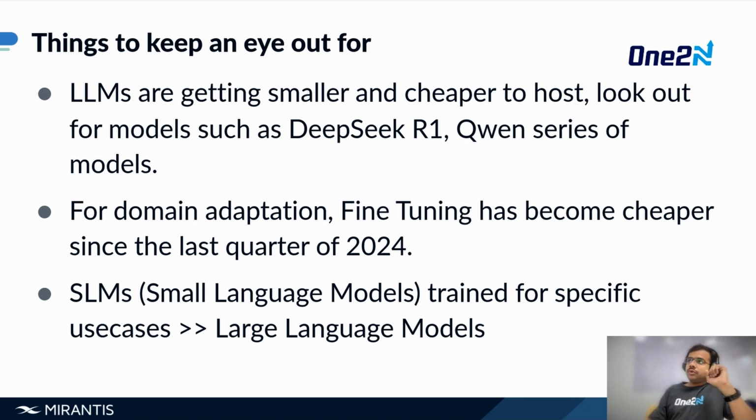And also when it comes to domain adaptation, which is giving information to the LLM apart from the data it was trained on, fine tuning, which used to be an expensive problem back in 2023 and the early part of 2024, has become much cheaper since the last quarter of 2024. A lot of research has gone into this field.